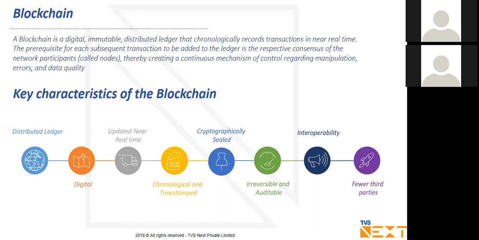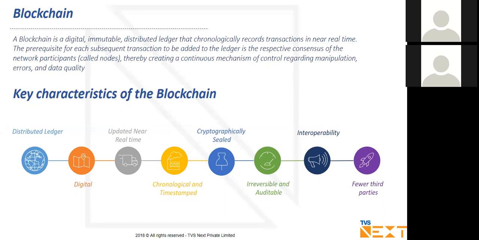And the third one is updated near real time. The reason we call it near real time, which we're going to cover in much more detail, is that there is a certain level of agreement or consensus between different ecosystem parties before the data typically gets inserted into the ledger.